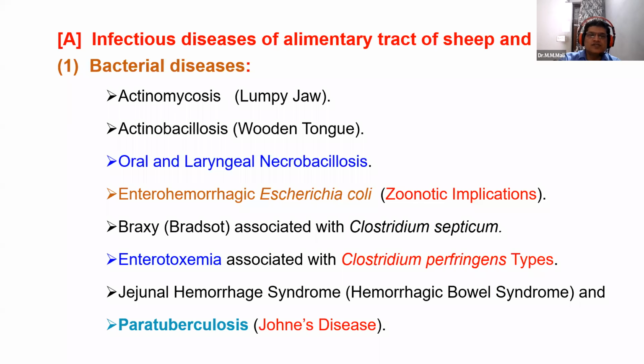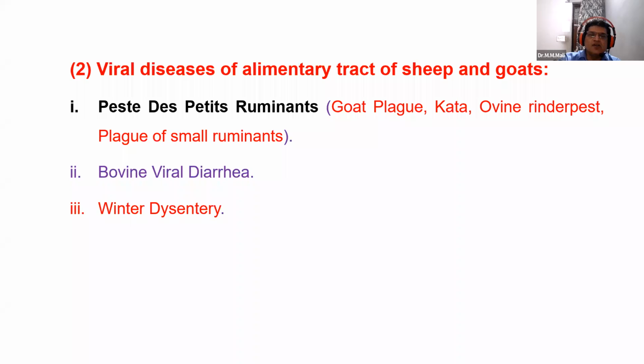Now coming to the viral causes of alimentary tract disease in sheep and goats, the first and most important one is Peste des petits ruminants. It is also known as goat plague, kata, ovine rinderpest, or plague of small ruminants. This PPR is now regarded as the most serious concern to research institutes as well as farm practitioners. The second category of viral diseases is bovine viral diarrhea and winter dysentery.